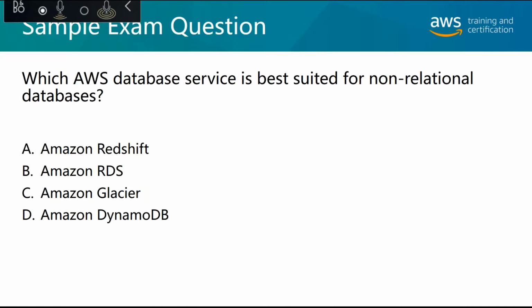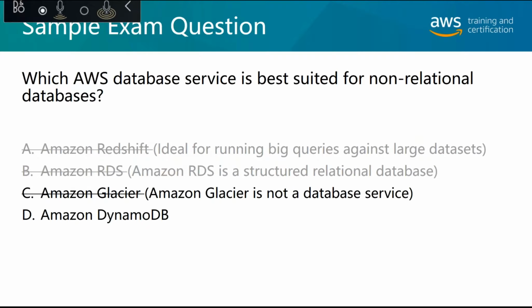And then you have: which AWS database service is best suited for non-relational databases. So DynamoDB is for NoSQL, that's your non-relational database. Redshift is a relational database, so it's for data warehouse and big analytic type of queries. And then we already explained what RDS is, and Glacier really is for archiving. It's not a database service.